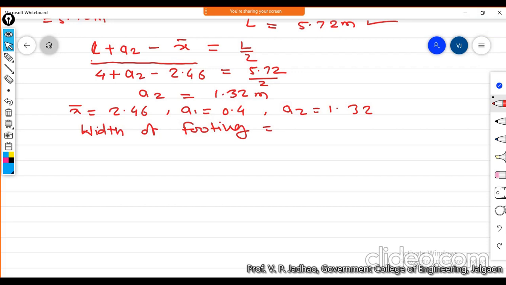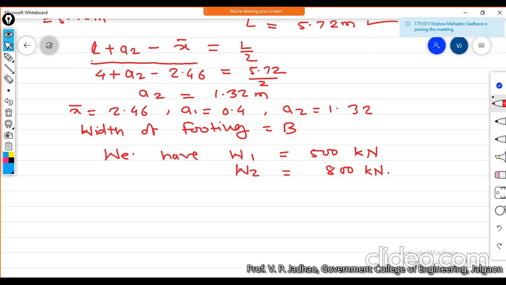Let us consider the width of footing is given by capital B. We have W1 is equal to 500 kilonewton, and W2 is equal to 800 kilonewton.